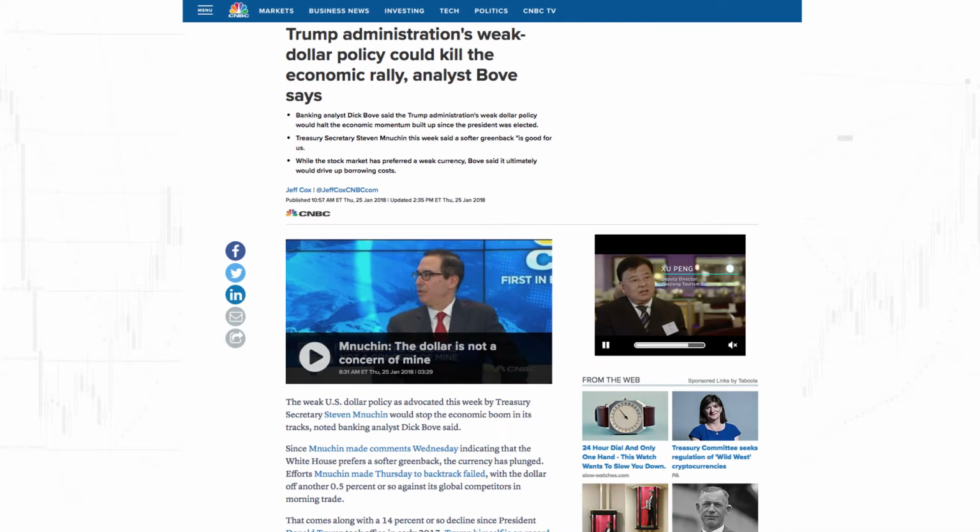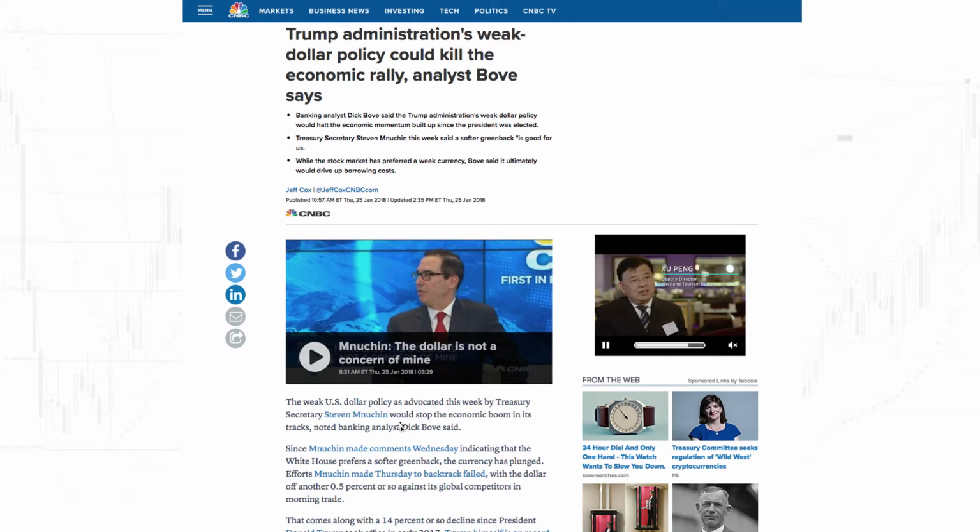Now, at the end of 2017, the US had raised interest rates again, right? But we had some negative sentiment from the White House and Donald Trump. The headline read: the Trump administration's weak dollar policy could kill the economic rally, analyst Bove says. Getting into politics, what was happening was that Donald Trump came out and said that he would prefer a weak dollar, and he was going to potentially implement certain policies that created a weaker dollar, which a weak currency isn't always bad for an economy.